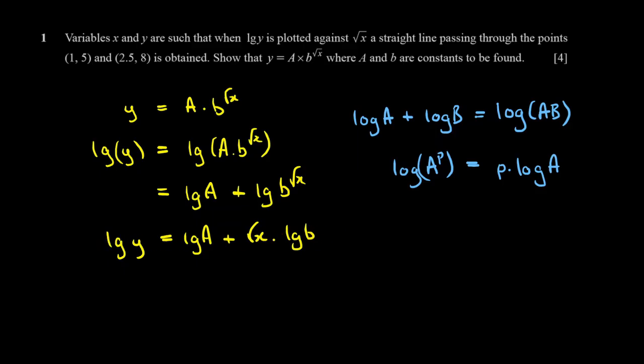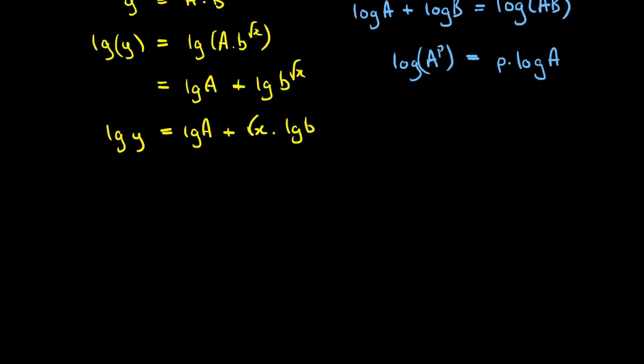Now, this thing here is actually a straight line equation, okay? But it's not so obvious at the moment. So I'm just going to rewrite that to make it a little bit clearer. Log y is equal to log b times the square root of x plus log a. And what I want you to see here is that this is actually a y equals mx plus c graph.